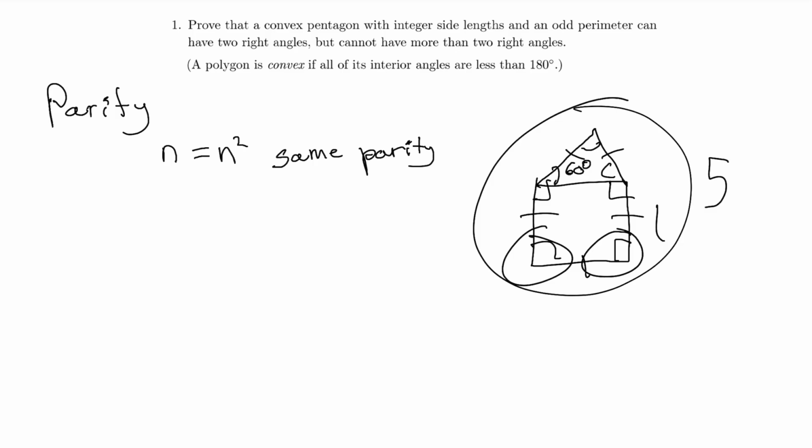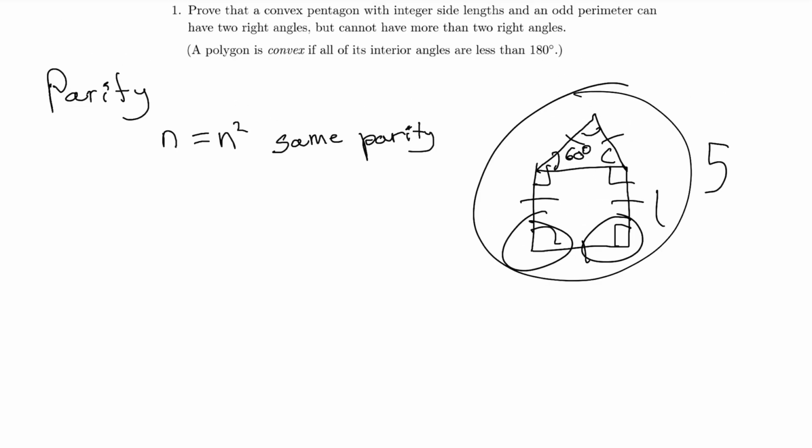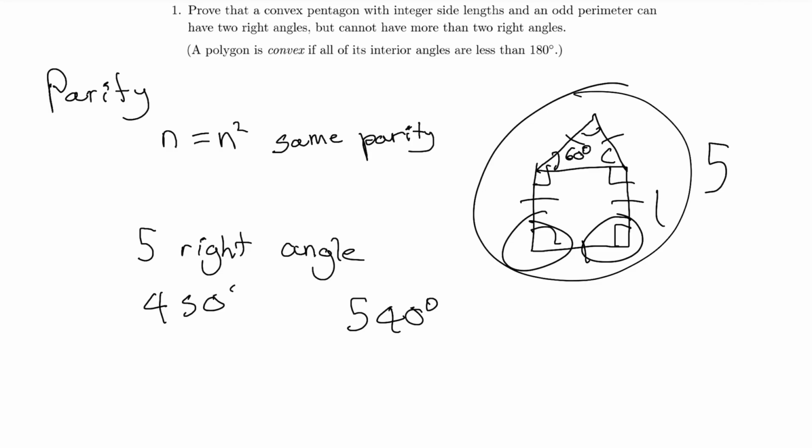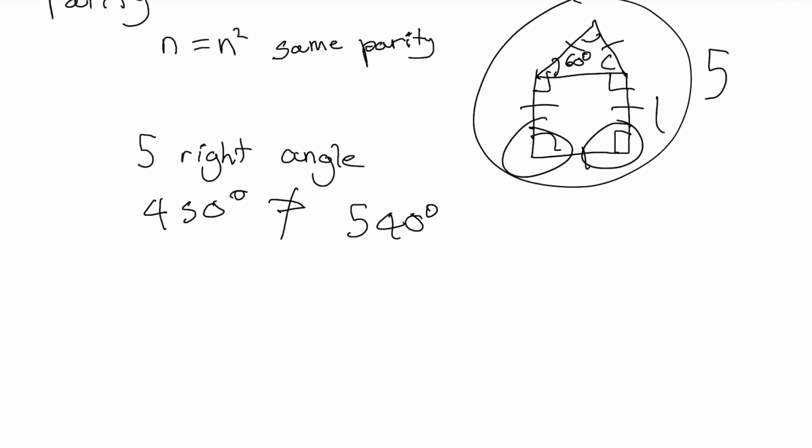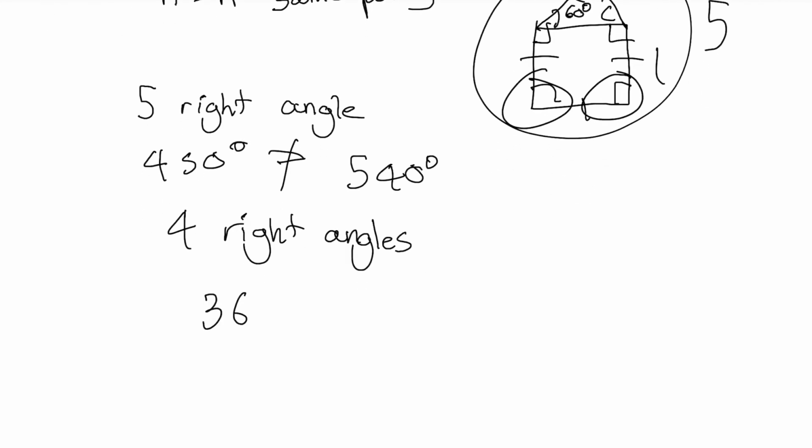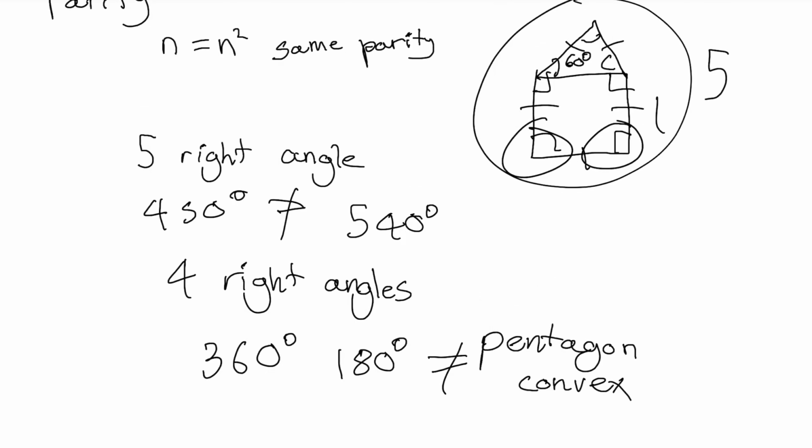Now we have to prove it can't have more than two right angles. First of all, let's say it has 5 right angles. Obviously that can't be true because a pentagon has to have 540 degrees. But 5 right angles gives us 450 degrees. Now 4 right angles gives us 360 degrees, meaning the last angle has to be 180 degrees, but that wouldn't give us a pentagon or a convex pentagon. So we have proved that we cannot have a pentagon that has 5 right angles and 4 right angles.